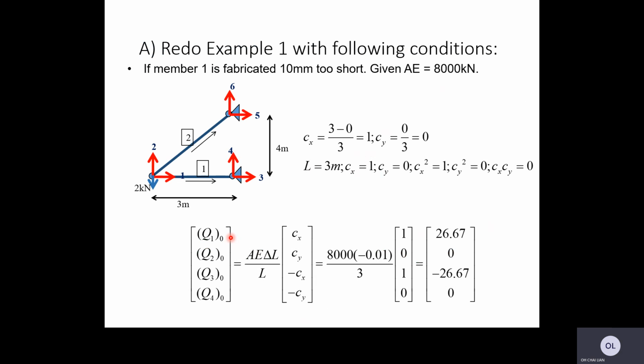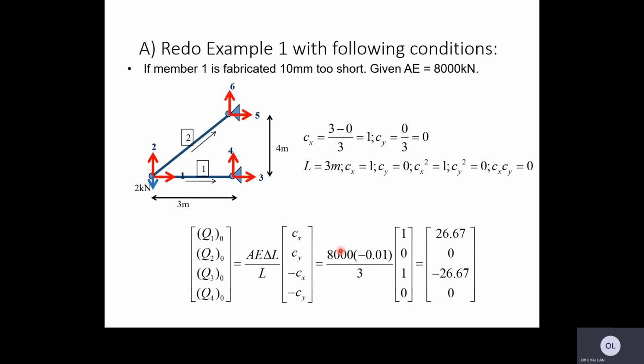So now only member 1 has this condition. Member 2 is not subjected to fabrication error. So we are looking at element 1. Therefore, all these CX, CY, and the L refer to element 1, and the numbering here refers to element 1, so it will be 1, 2, 3, 4. The CX for element 1 is 1, CY is 0. We don't use the CX squared, CY squared, CX CY in this equation.